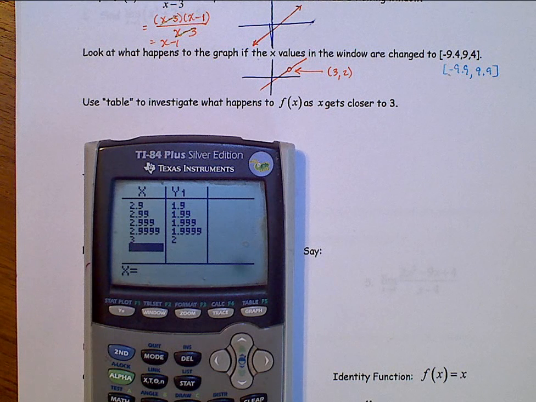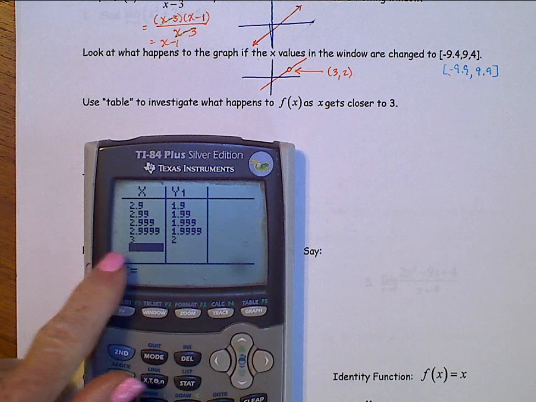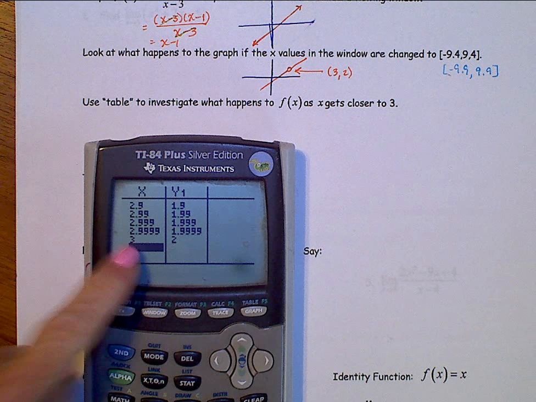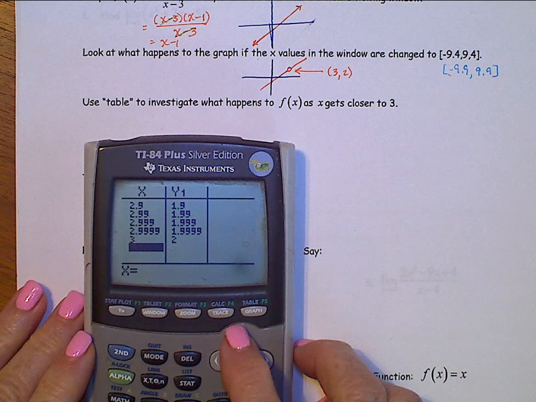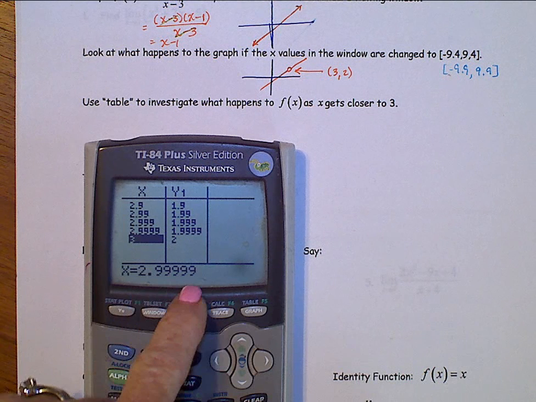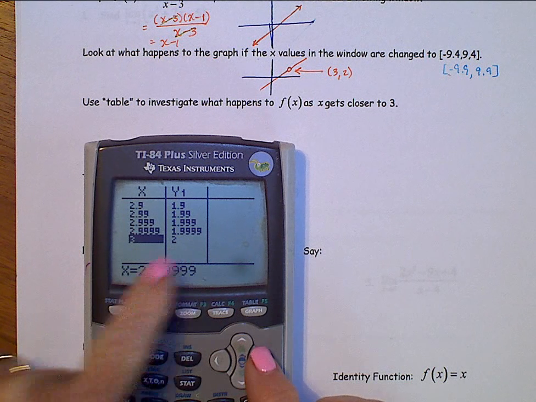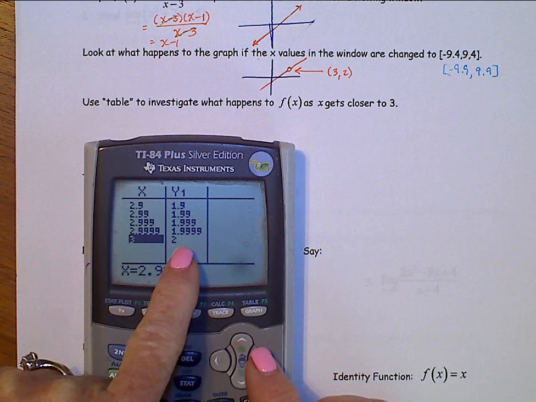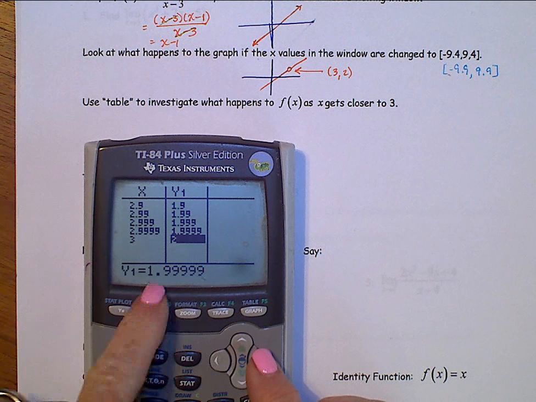Oh, look at that. It said I typed in 3, but I didn't type in 3. If you arrow back up on top of that, you can see that what I typed in actually was 2.99999. And over here, the y value that we get out isn't 2. It is 1.99999, five nines in there.